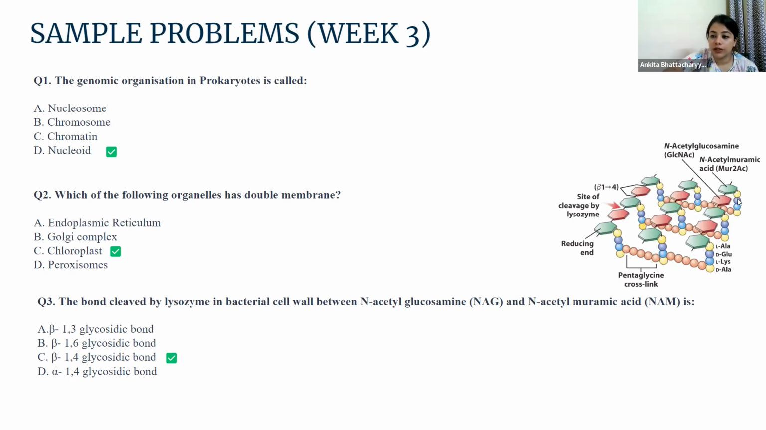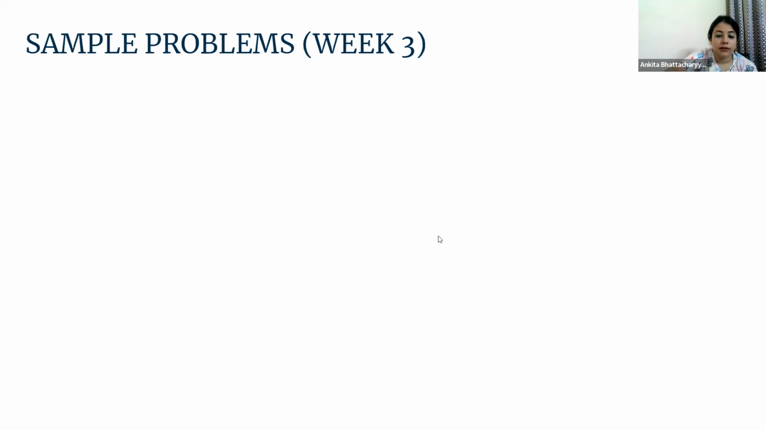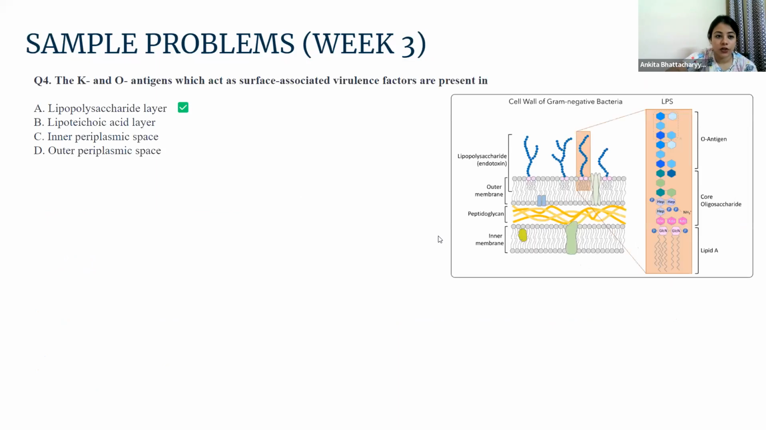Yeah, so here we have the GlcNAc or NAG residues and the NAM residues, and they are particularly connected by the beta-1,4 glycosidic linkage. And this is the exact site where the enzyme lysozyme is able to cleave. So the correct answer for this question is the beta-1,4 glycosidic bond. Moving on to the next question.